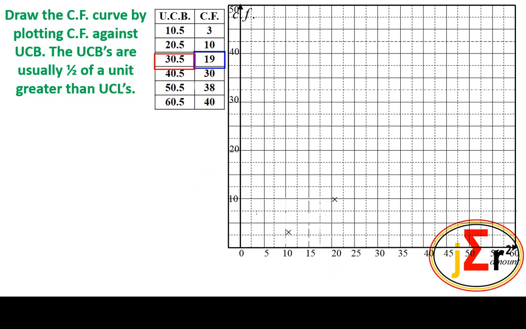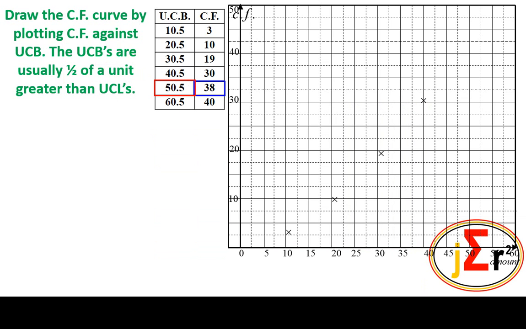Next, upper class boundary with respect to the horizontal axis, 30.5. Cumulative frequency corresponding to 19. And our point will be there. Next pair of corresponding values. Upper class boundary, 40.5. And the corresponding cumulative frequency is 38. Do not forget that anything that has anything to do with frequency will be on the vertical axis unless otherwise stated.